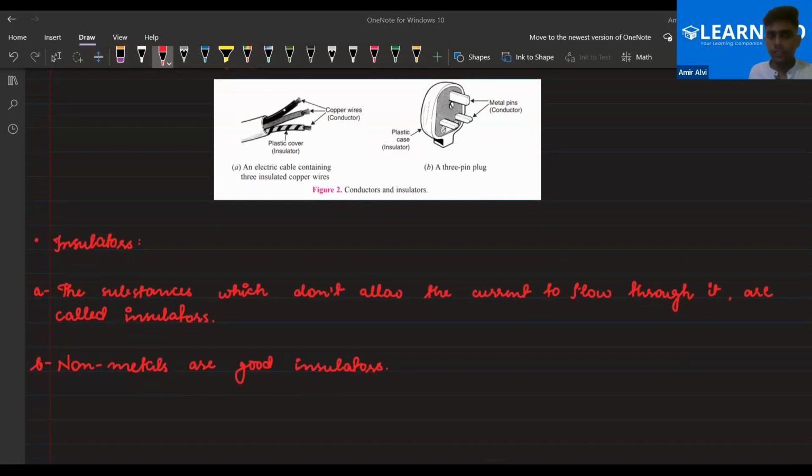Any doubts so far? Okay. After this class, there will be an assessment based on electric charges. Please do the electric charges assessment after leaving the class. Is this clear to all of you? Please do let me know.